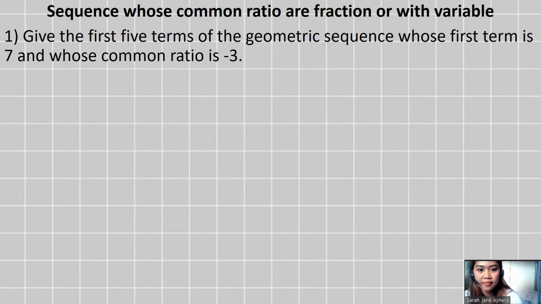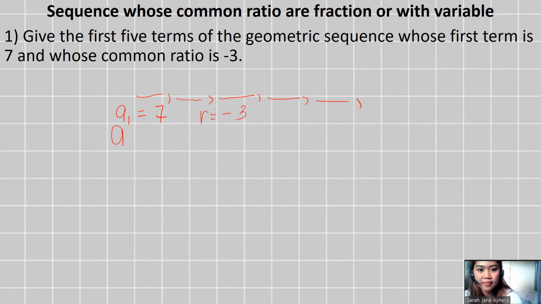Now, let us try to find a geometric sequence given the first term and its common ratio. So, example number 1, give the first 5 terms of the geometric sequence whose first term is 7 and whose common ratio is -3. So, we are going to find the first 5 terms, 1, 2, 3, 4, 5. So, your a sub 1, or the first term, is equal to 7, and the common ratio is -3.